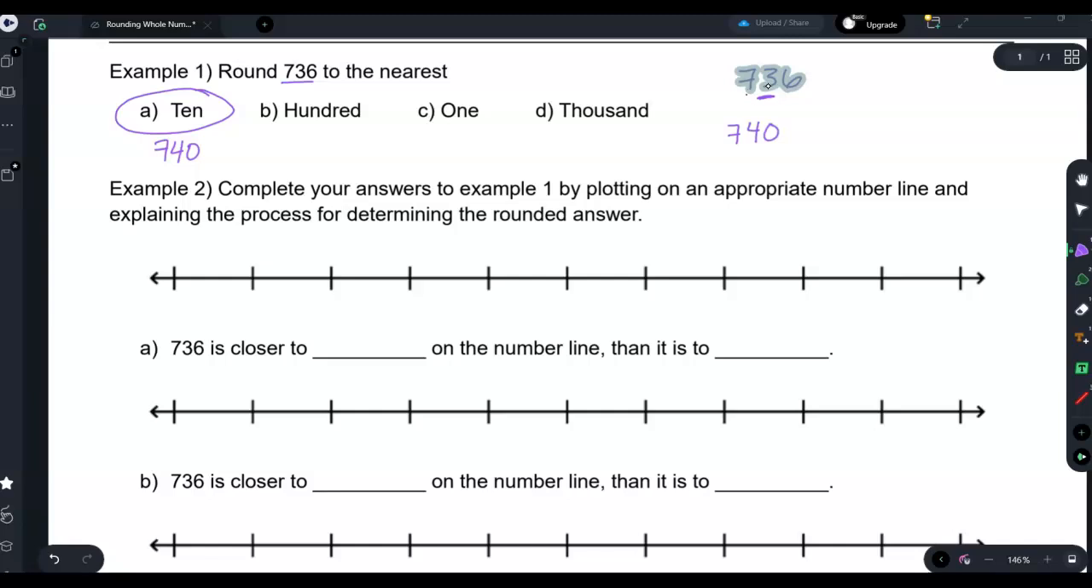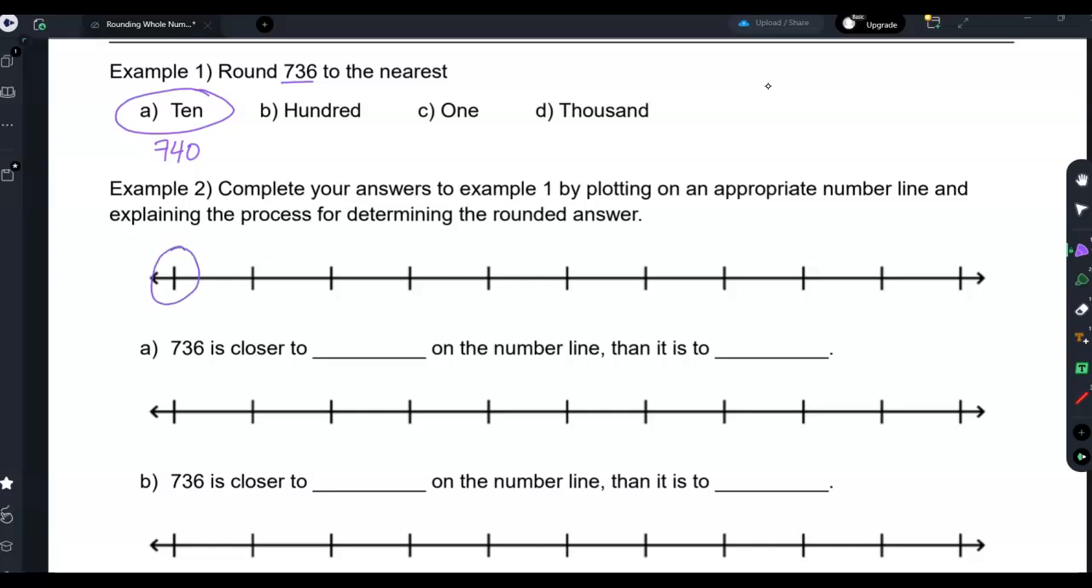Now, how can I show that as well using a number line? So when we do this with a number line, what goes on your end ticks, okay, it's not really the end because number lines go forever in both directions, but the ticks that appear on the end of the part of the number line that you're showing, the numbers that go on your end ticks need to be different depending on what you're rounding to. In this case, I'm rounding to the nearest 10, right?